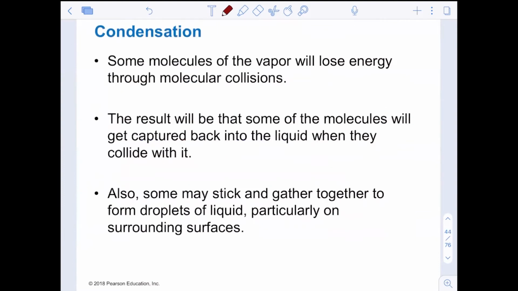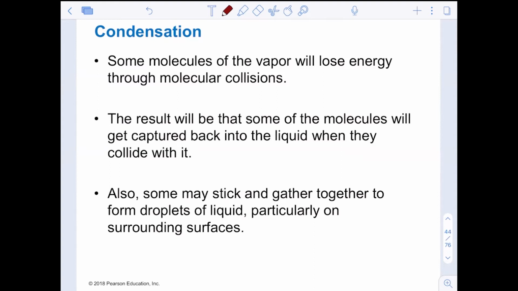Condensation is the opposite of vaporization. Some molecules of the vapor will lose their energy through molecular collisions, bumping into a lid, bumping into the walls of the container, and they'll start to condense back down. If you've ever boiled water on a stove and put a lid on it, you see that the molecules then can't fully escape. They bump into the lid and then they condense as little water particles back on the top. It's when you take off the lid that the water, or the vapor, can actually escape.